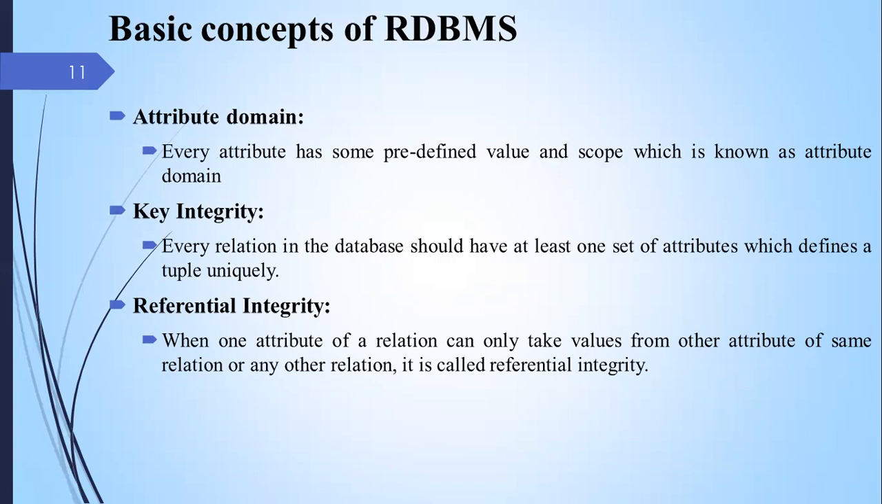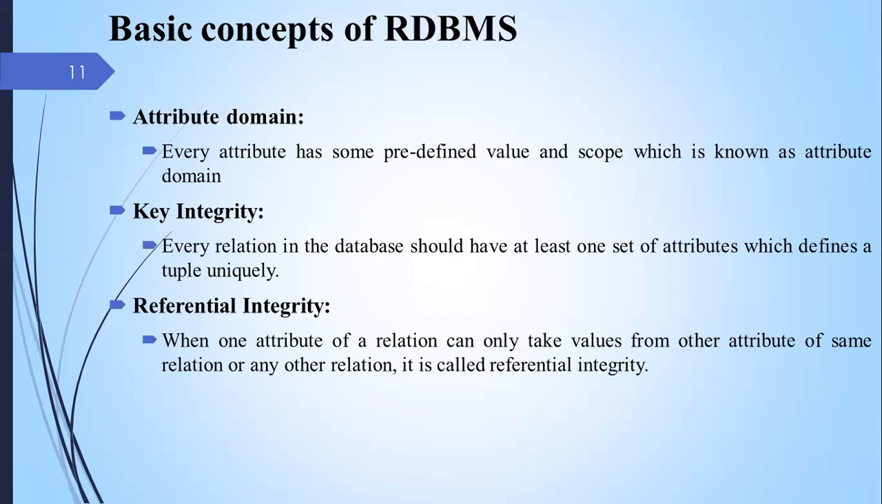Key integrity. Every relation in the database should have at least one set of attributes which defines a tuple uniquely. It is called key integrity. Referential integrity. This key integrity and referential integrity we also need to see in detail. We are looking at the basic concept. What is referential integrity? When one attribute of a relation can only take values from another attribute of the same relation or any other relation, it is called referential integrity. We will see key integrity and referential integrity later in detail in the next topic. So these are the various basic concepts of the RDBMS.